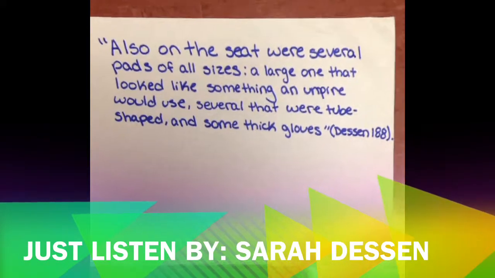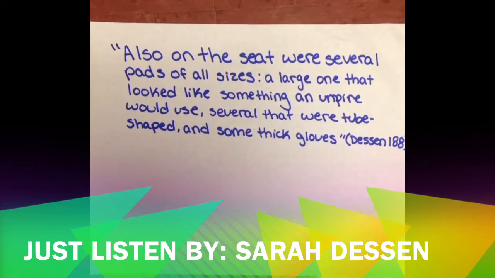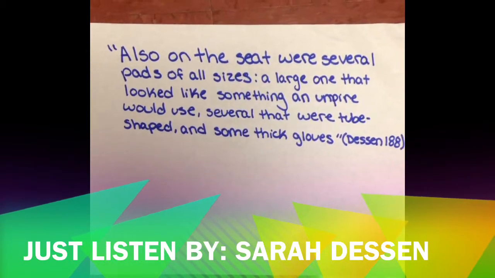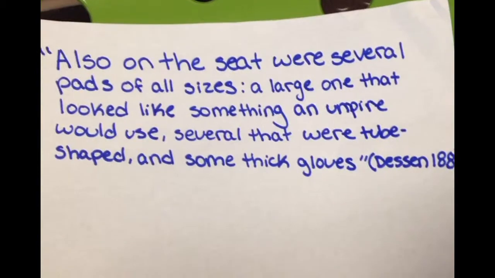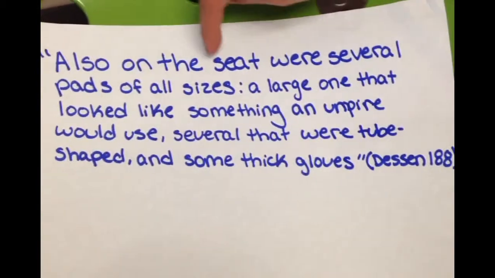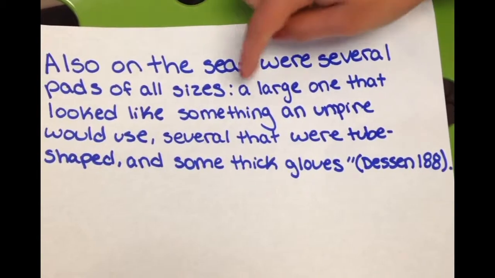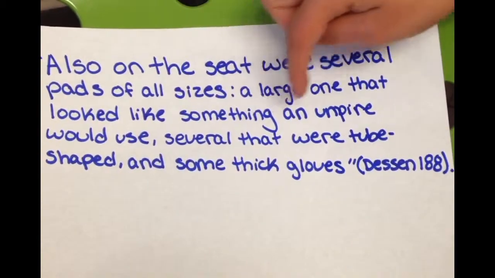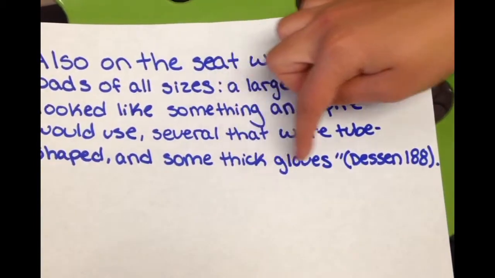Lesson by Sarah Dussin. She writes, "Also on the seat were several pads of all sizes: a large one that looked like something an umpire would use, several that were tube-shaped, and some thick gloves." The colon is used correctly because it introduces a list. The introduction to the list is "Also on the seat were several pads of all sizes," and the list is "a large one that looked like something that an umpire would use, several that were tube-shaped, and some thick gloves."